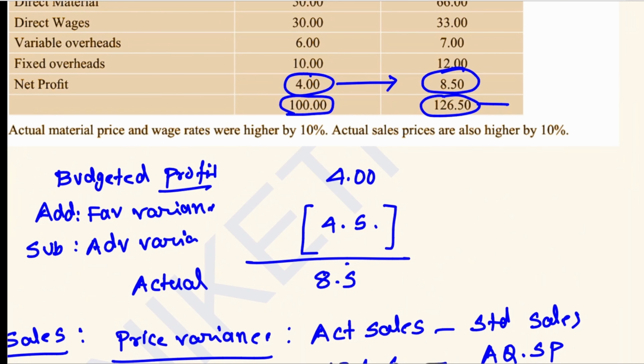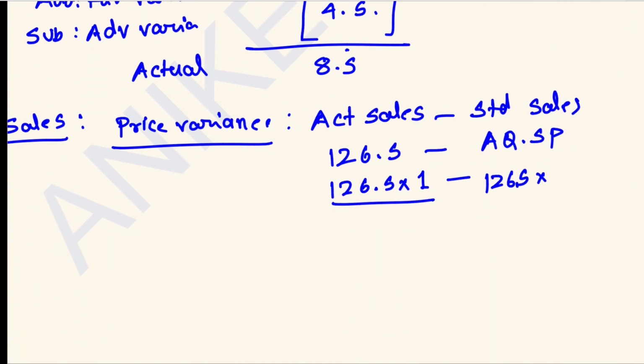Actual sale price is higher by 10%. This will be 1 divided by 1.1. So 1 divided by 1.1 will give me how much? 0.909090, something like that. Now this is my standard price. Actual price is 10% higher than this, so I will do into 1.1. I am getting 1. So that means this SP is correct.